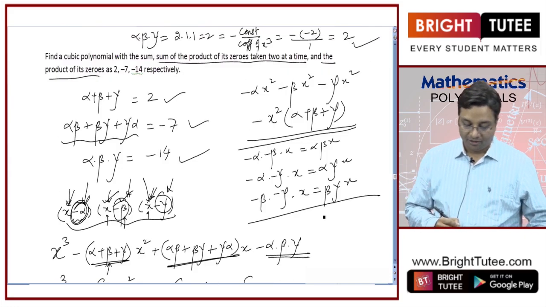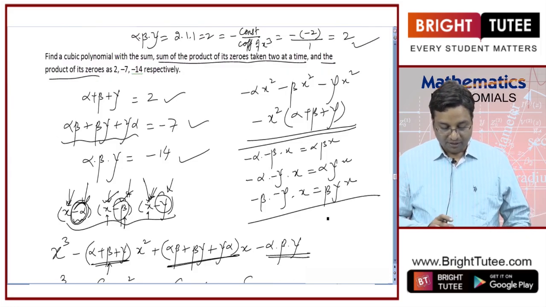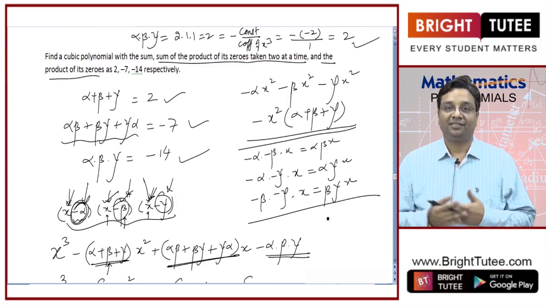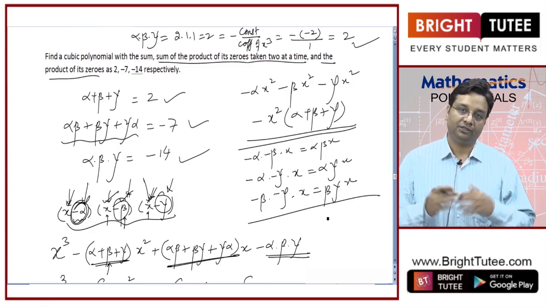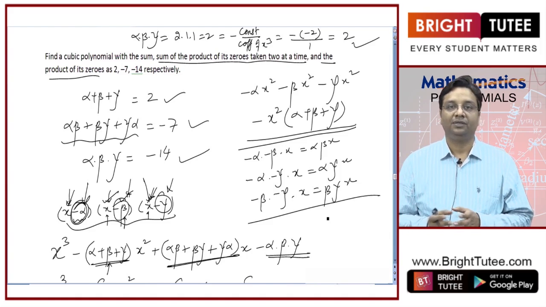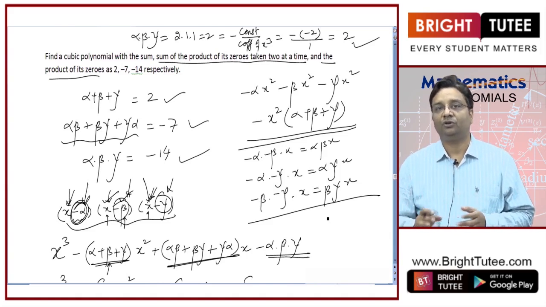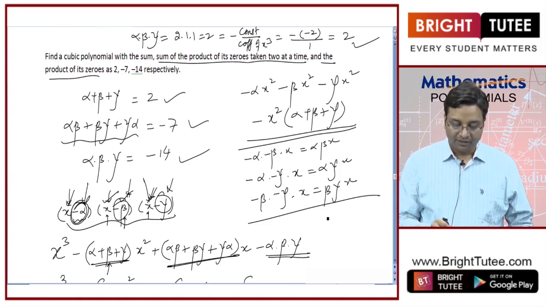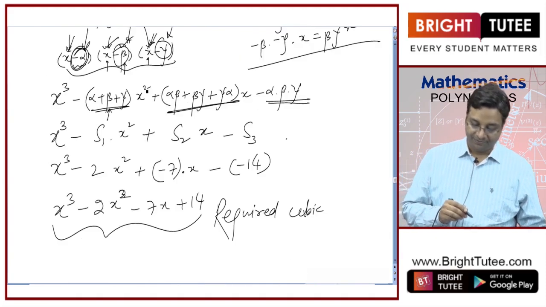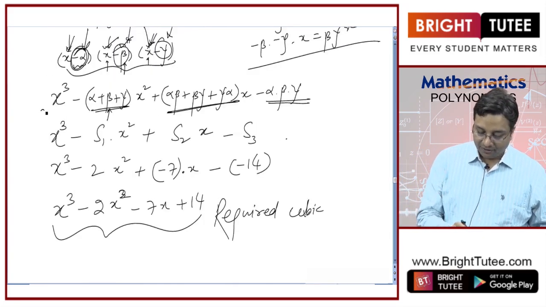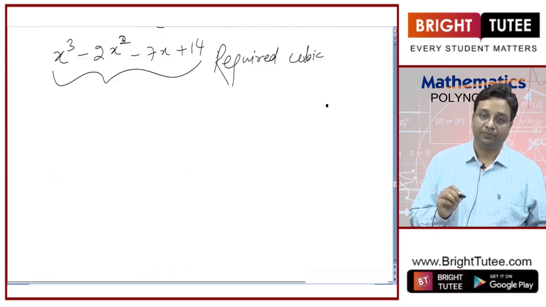Okay, so this was the reverse process. How to find a cubic polynomial when the sum of zeros, the sum of roots taken 2 at a time, and the product of all the zeros is given, right? So this can be put in this standard form.